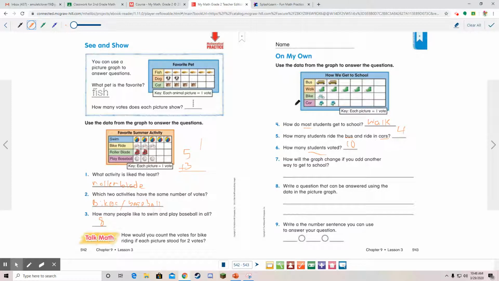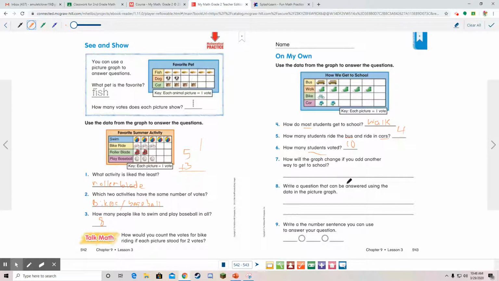How will the graph change if you add another way to get to school? So if we added another way to get to school, maybe walking would have less votes. What would be another way to get to school? Maybe rollerblading? So it could change the votes because some people might vote for something different. Or, there could be more votes. Maybe more people rollerblade than walk to school. So that's one possible answer.